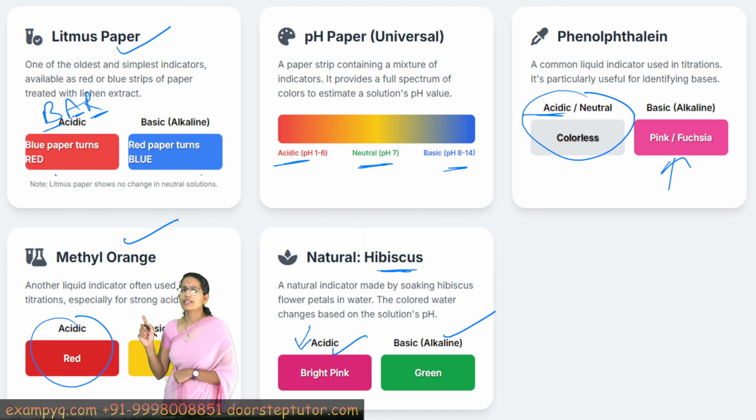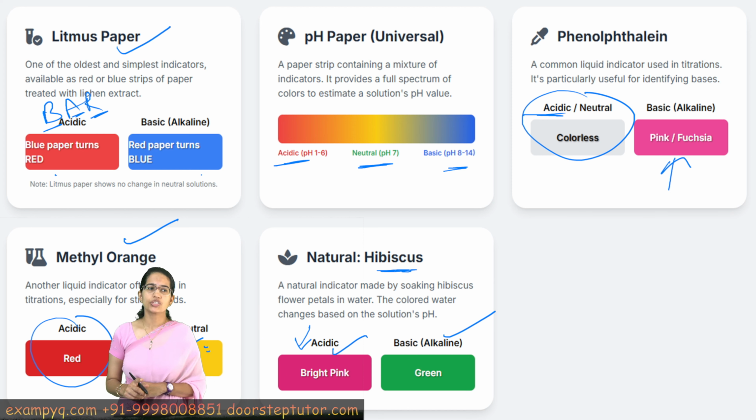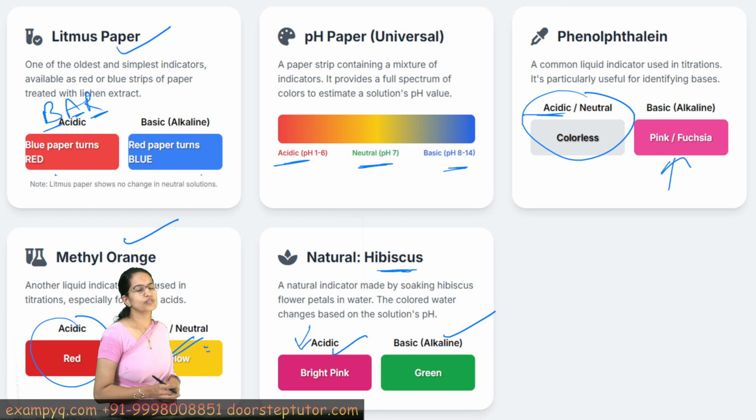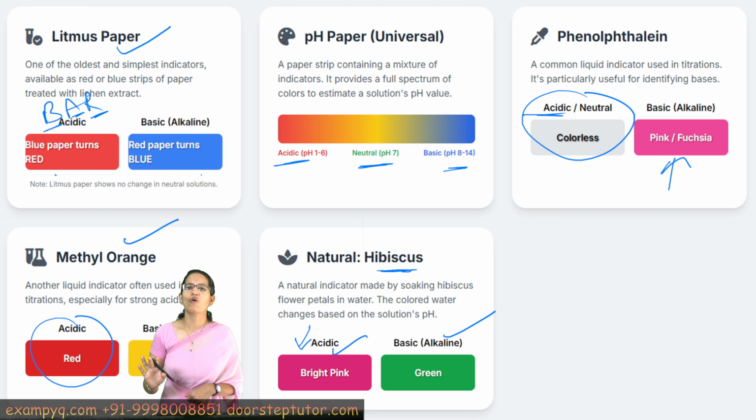Off and on there are questions based on which method would give you which color for acid base testing. Very standardized question for most of the Olympiads. This single slide would help you solve that question.